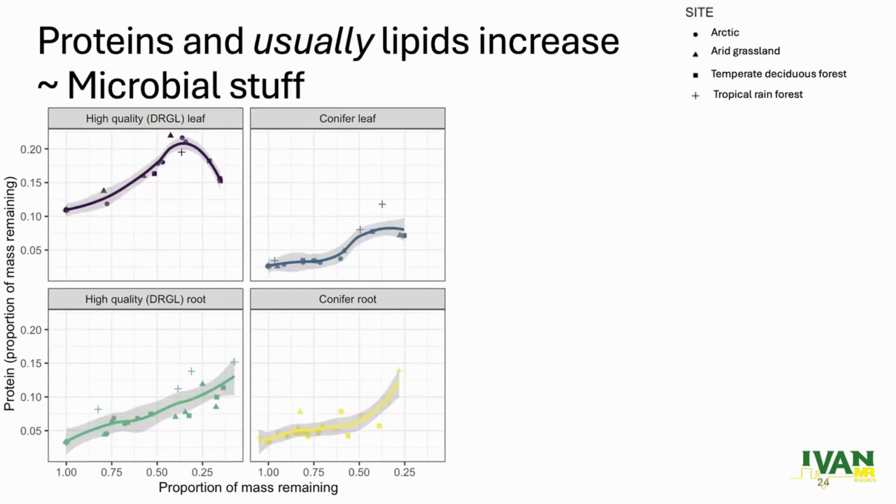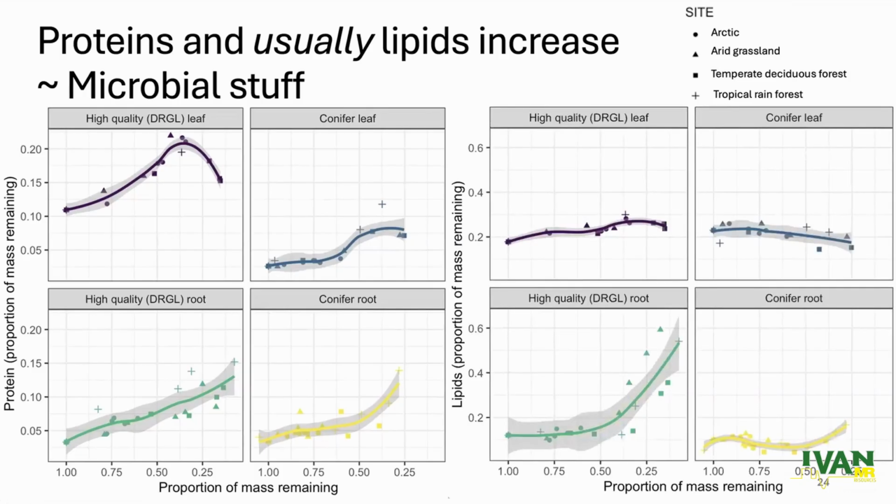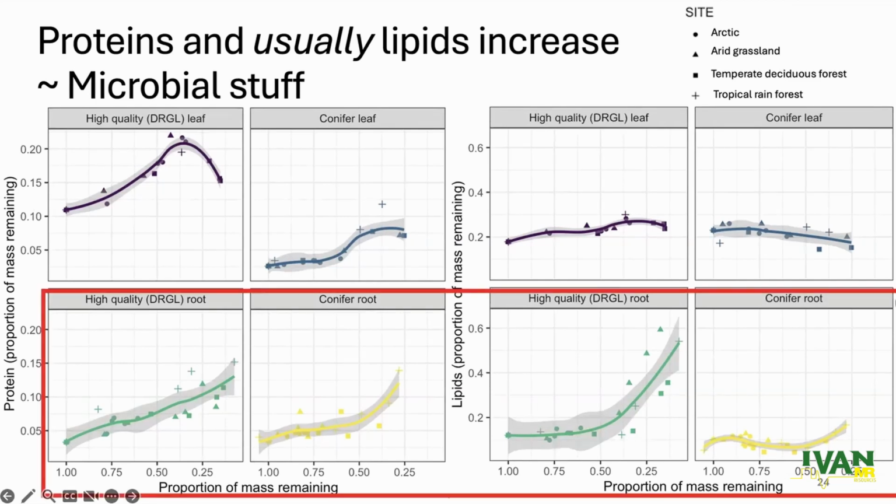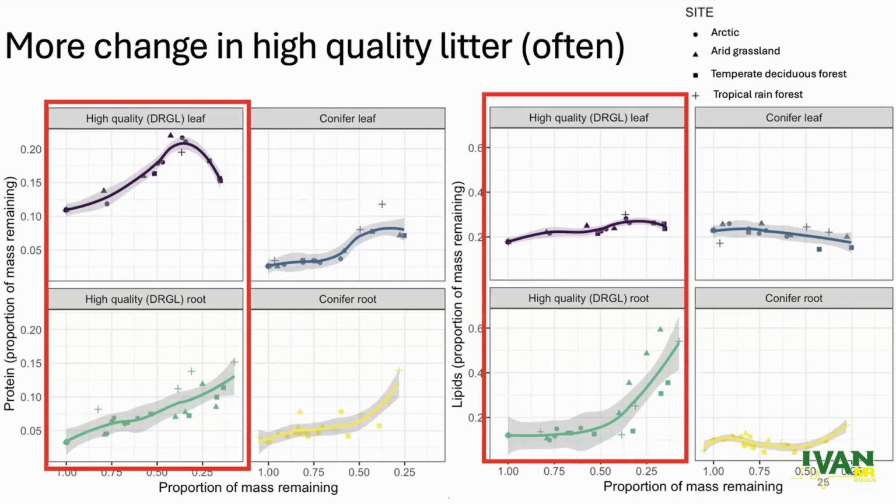Okay, then we also are looking here at the protein content as a proportion of the mass remaining. High quality here, conifer over here. And again, we're seeing an increase overall in the amount of protein and often an increase in the amount of lipids, especially in the below ground cases, but also somewhat in the high quality versus the low quality litters.